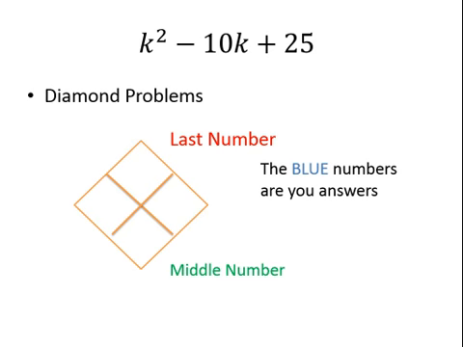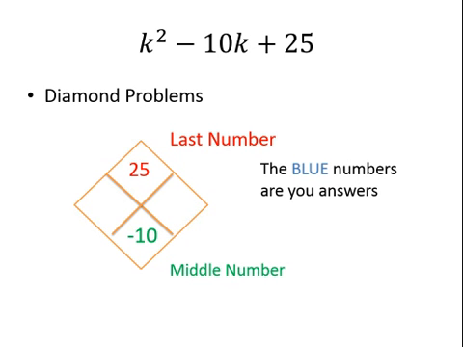Okay, so the top number of this, which is the last digit, is going to end up being 25. The middle number in this is negative 10, so we plug a negative 10 in. So now we have to go, okay, what two factors multiplied get us 25, but added together get us negative 10? Well, since 25 is positive, the only way to get negative numbers is if they're both negative.